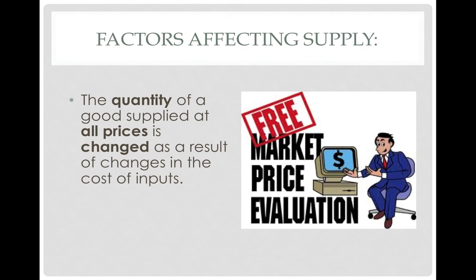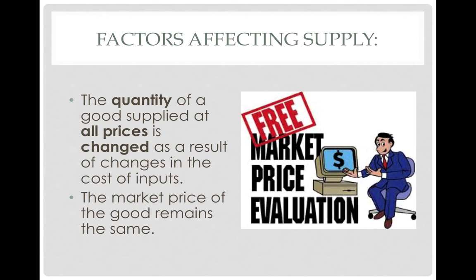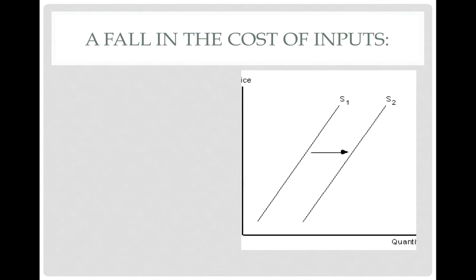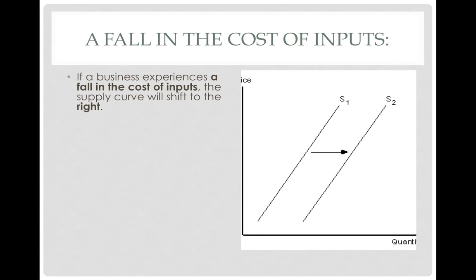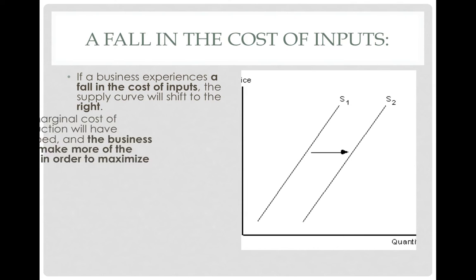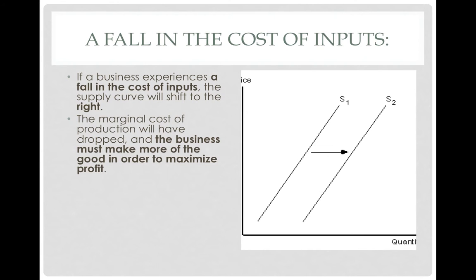The quantity of a good supplied at all prices is changed as a result of changes in the cost of inputs. The market price of a good remains the same. If a business experiences a fall in the cost of inputs, the supply curve will shift to the right. The marginal cost of production will have dropped, and the business must make more goods in order to maximize its profit. That is its goal, to maximize profit.